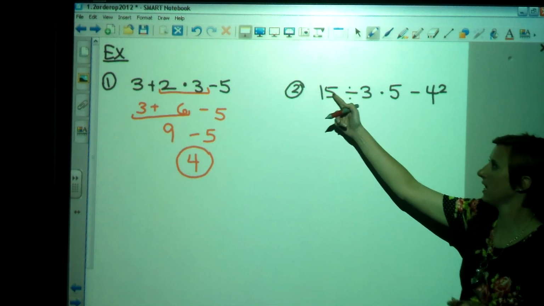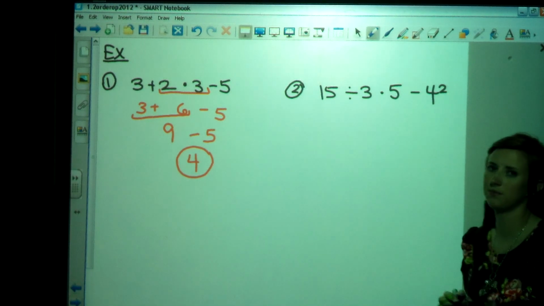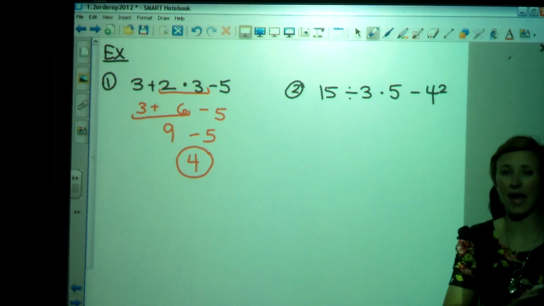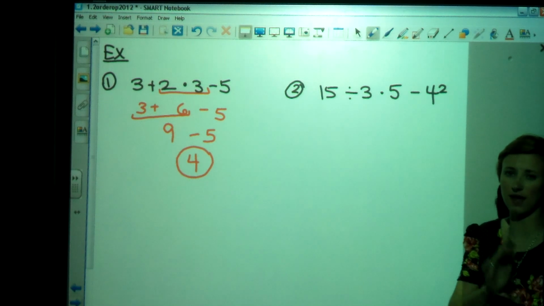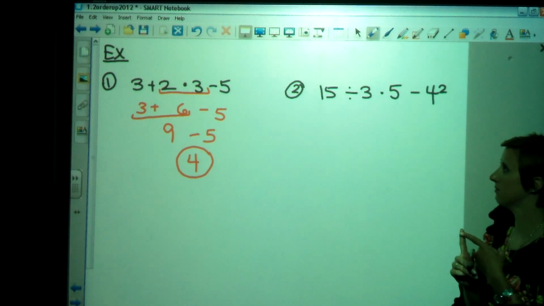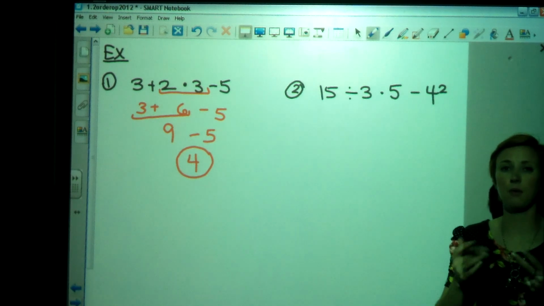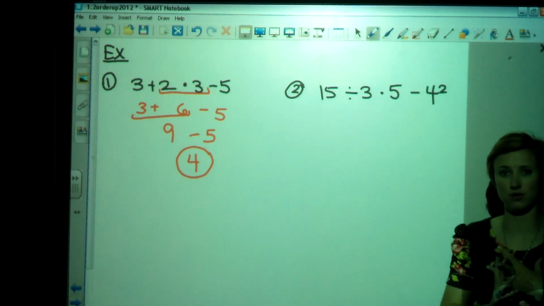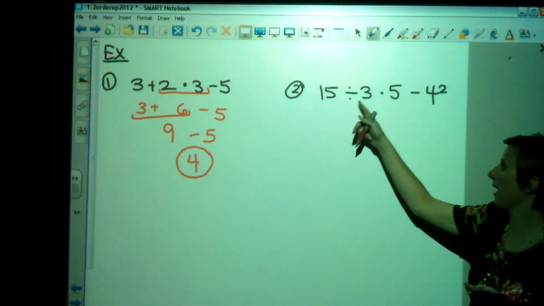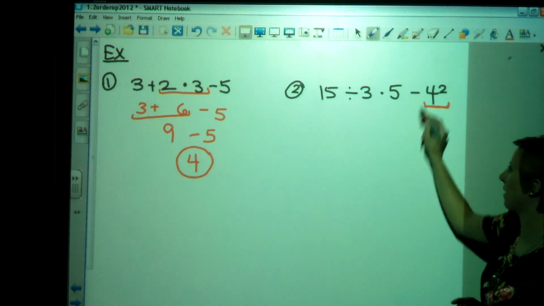We're given 15 divided by 3 times 5 minus 4 squared. Once again, we go back to our steps and we look at each one thoroughly. That way we know we don't make any mistakes. So step 1 is parentheses. Do we have any parentheses? No. So we skip it and we move on to step 2, which is exponents. So we look up here and we look for our exponents or our powers, and we have one. We have 4 squared, or 4 to the 2nd power.